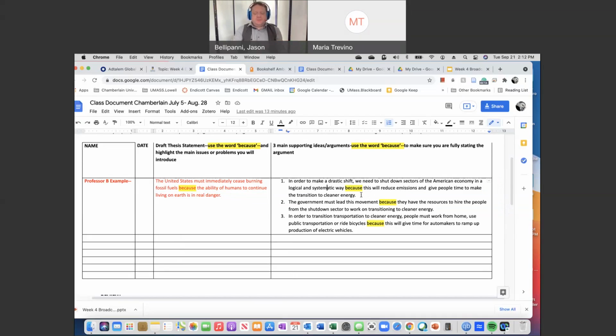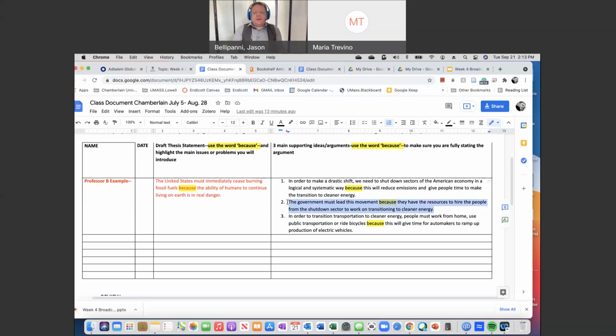So apparently, I'm going to try to make some argument that there needs to be a plan where we basically shut down different sectors of the economy, not all at once, but partially, and then convert over to green energy. So the paragraph that I'm going to do for the discussion board is one of these, right? These are three ideas that I have. So I'm going to turn one of them into a body paragraph. So it says, the government must lead this movement because they have the resources to hire the people from the shutdown sector to work on transitioning to cleaner energy.